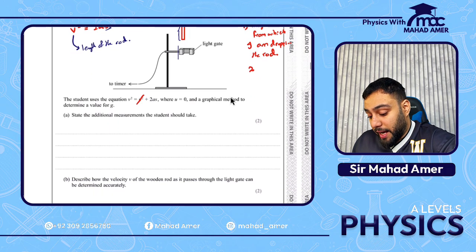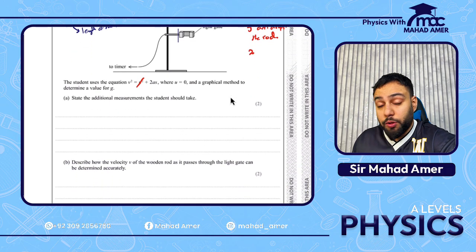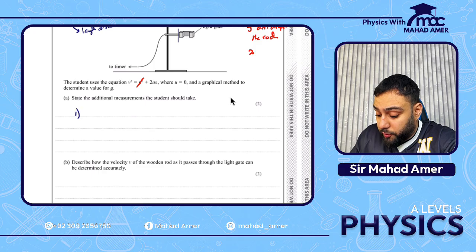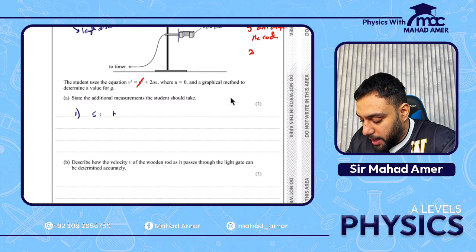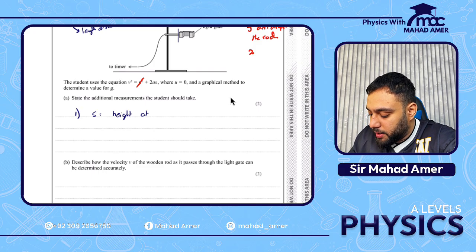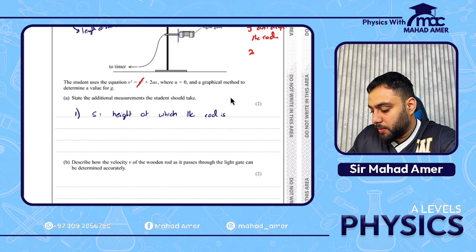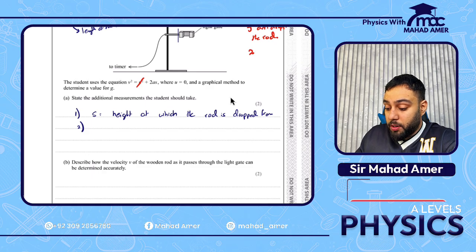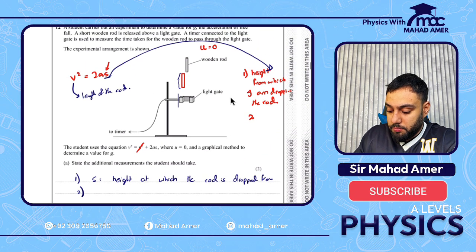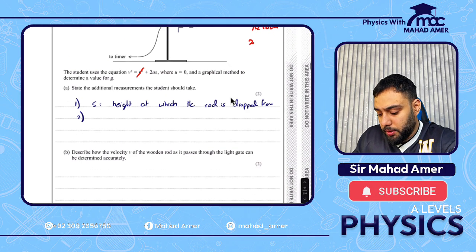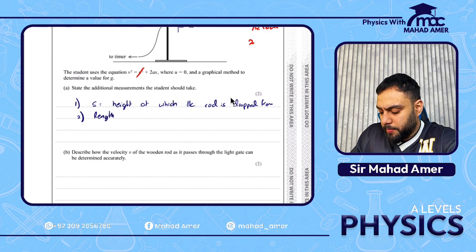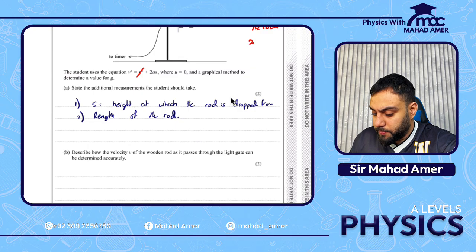In the question, they have asked you to state the additional measurements the student should take. Number 1, for s, the student needs the height at which the rod is dropped. Number 2, for v, I would need the length of the rod. If I have these 2 things, I can easily calculate the value of g.